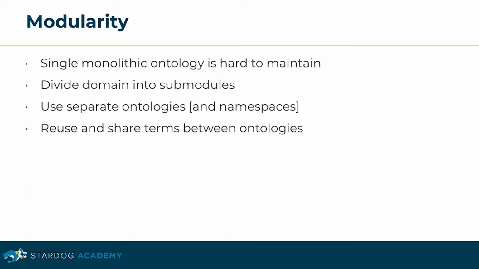Another important aspect is modularity. A single monolithic ontology is very hard to maintain, and it can affect the performance of your knowledge graph, but also the performance of your queries in the future. You should try to divide the domain into some modules and therefore create separate ontologies with separate namespaces that declare the definition of these subdomains. Also, it's recommended to reuse and share terms between the ontologies.